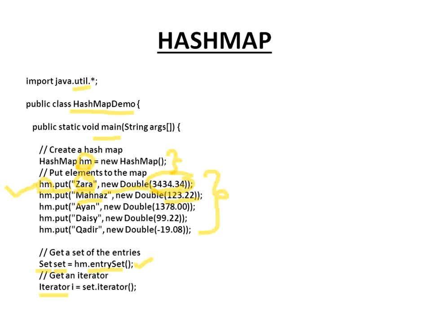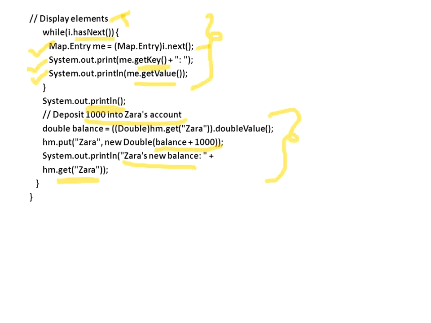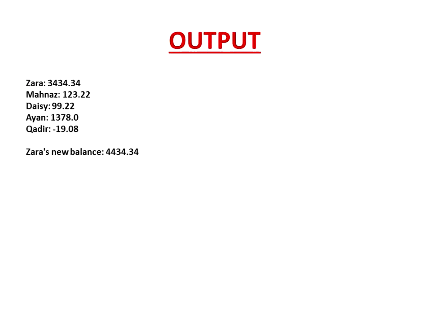Zara's New Balance. Okay. Okay, that's good. Because 1000 is added to 3434. Okay. Now let's see the output of this program. So this is absolutely right.